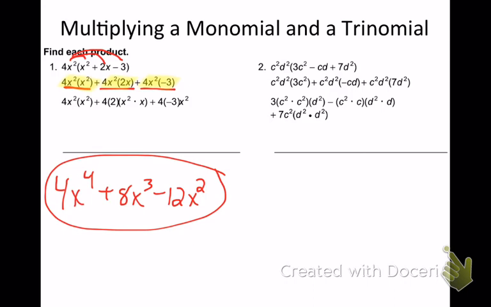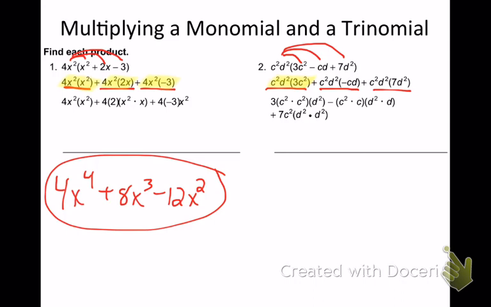Again, I'm going to distribute. I'm taking c squared d squared times 3c squared. And I get that here. C squared d squared times cd. And c squared d squared times 7d squared. So they're kind of listing it out for you there. Okay, now let's do the first term. C squared d squared times 3c squared, what's that going to end up with?